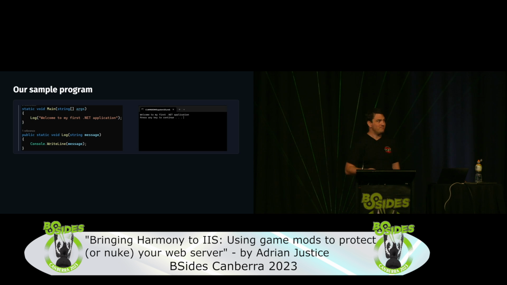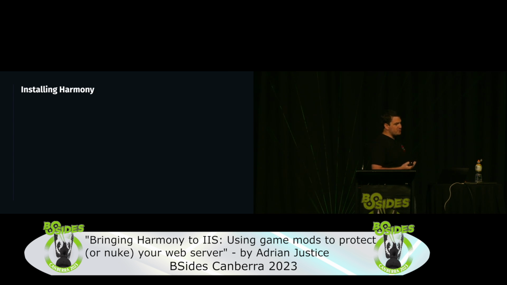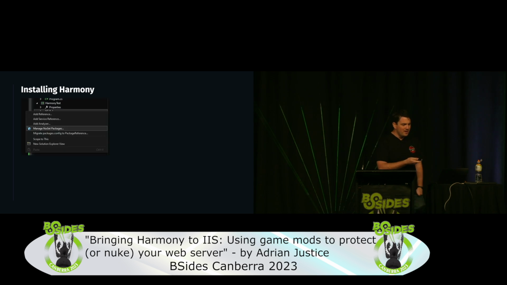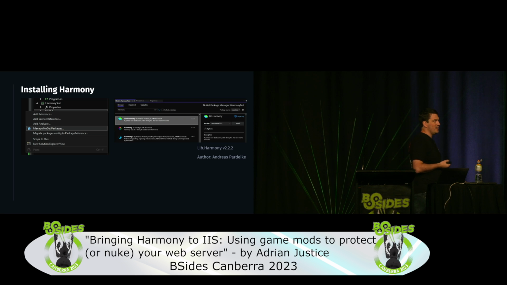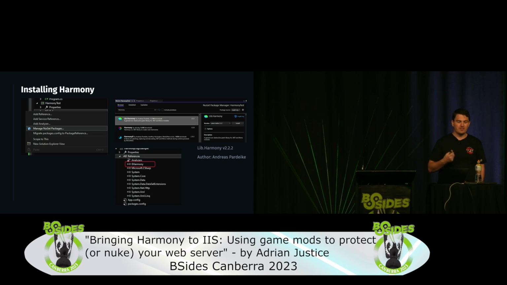If we give it a run, it does exactly what you'd expect. So before we can write mods for this, we actually need to get Harmony installed. I'm going to be doing all of this through Visual Studio. If you do anything else, you're on your own. So once we've got our project created, right-click on our references, choose Manage NuGet Packages, search for Harmony, and we're after libharmony 2.2.2. Hit install, and you've now got Harmony installed, and you're ready to start modding.